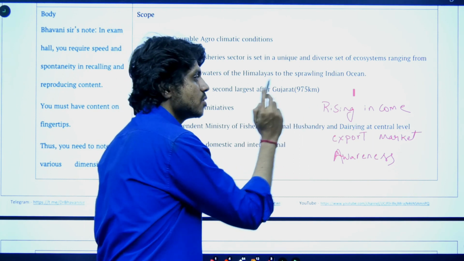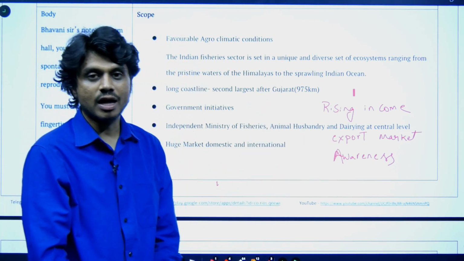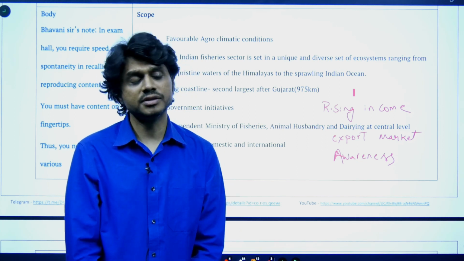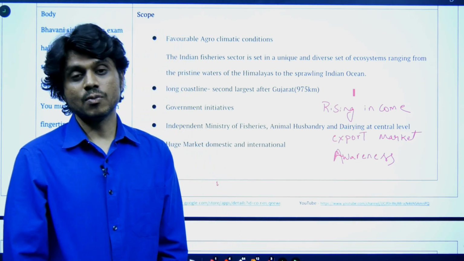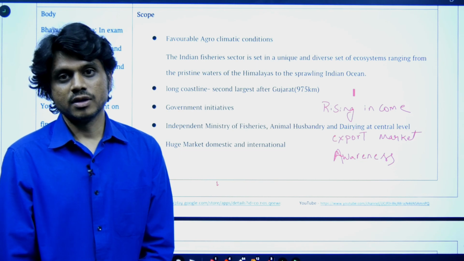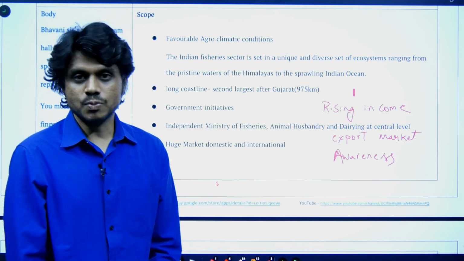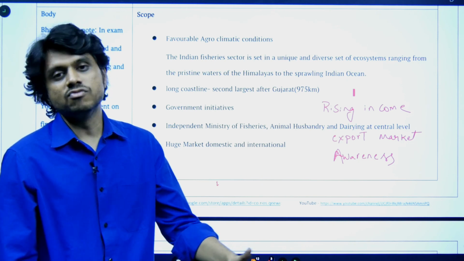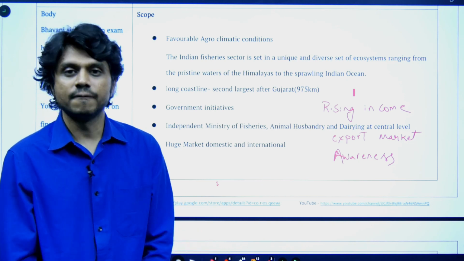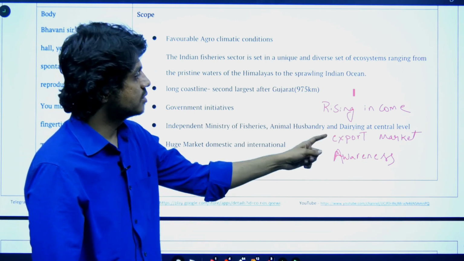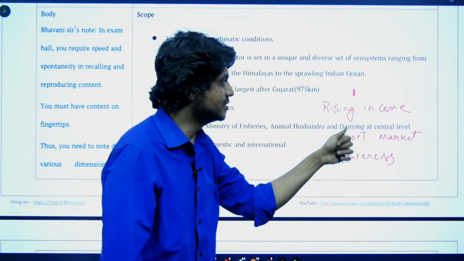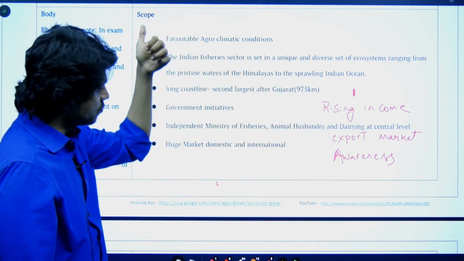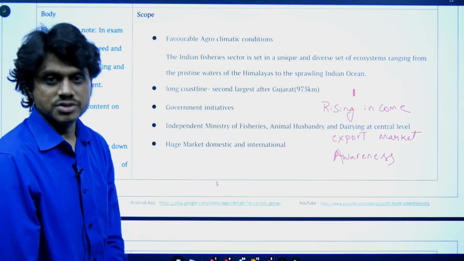Now, people's incomes are also rising. As people's incomes rise, they have more money with them and are willing to spend on protein-rich foods. If a person is poor, he would be investing more in high-calorie foods, following a cereal-based diet. But as the incomes of the country increase, there is very high potential for this kind of food industry.